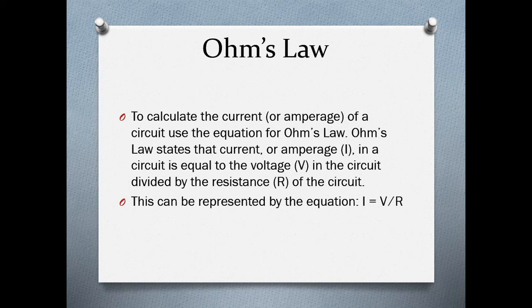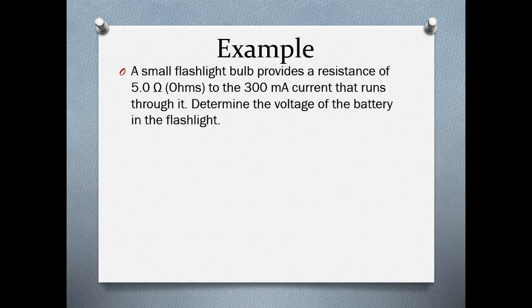So letter I will be amperage, we have V, voltage, and lastly letter R for resistance. And this is very applicable to several problems. Here we have an example. A small flashing bulb provides a resistance of 5 ohms, and there is a 300 milliamps current that runs through it. Determine the voltage of the battery in the flashlight.